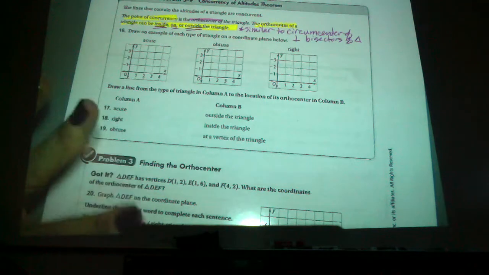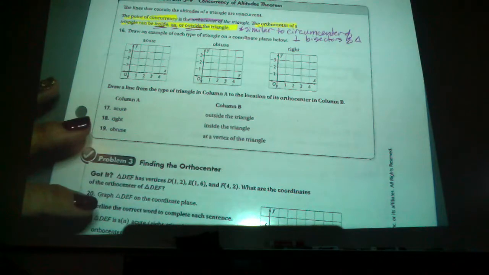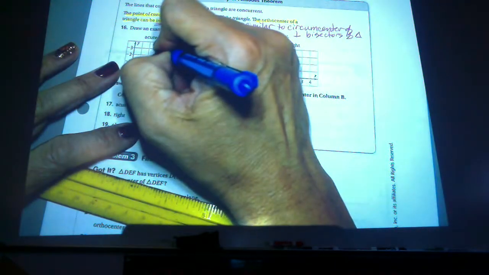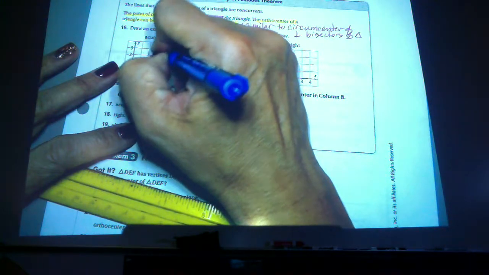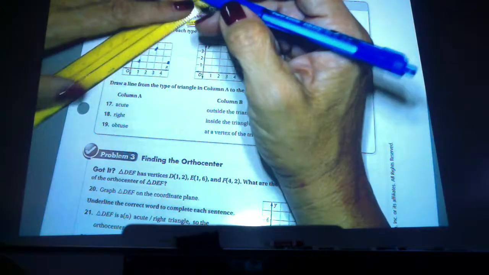So now we're going to draw an example of each of the different triangles. So let's draw an acute triangle. You want all three angles acute.